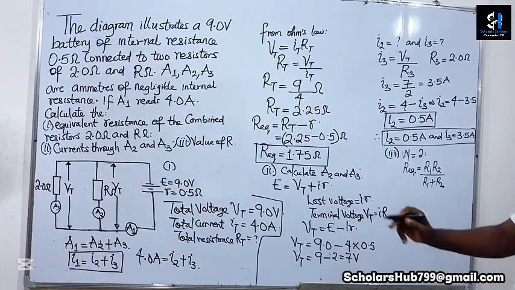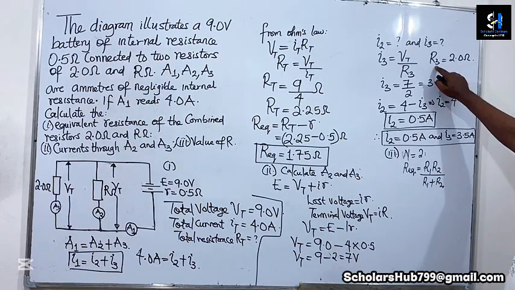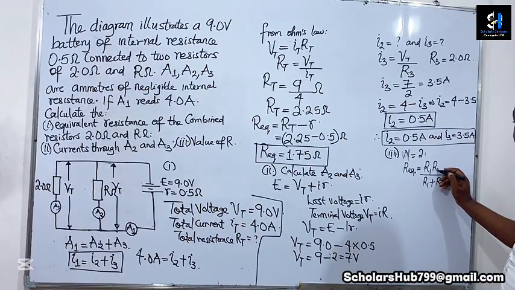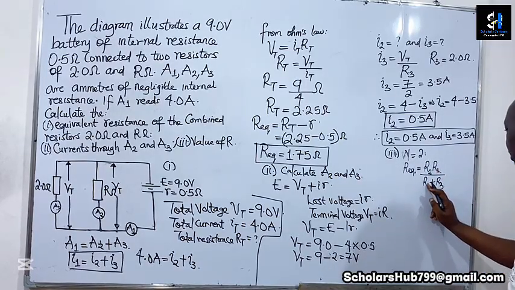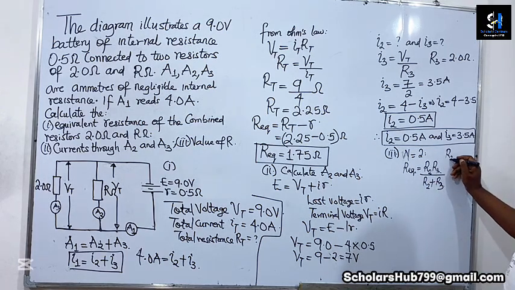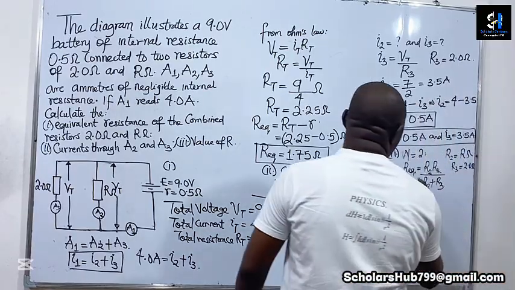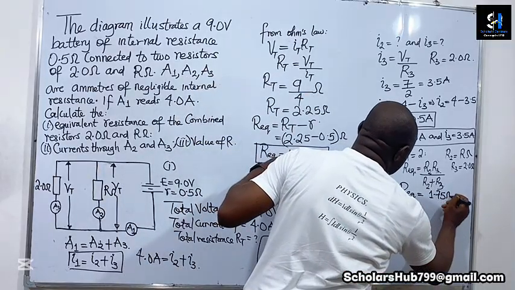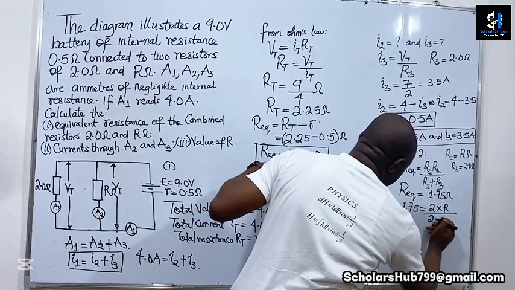So now let's take R2 to be R, then R1 to be, of course, I use R3 in this case because we are looking for I3. So I'm going to write R3, and make this R3, then R2. So we can say that R2 is R ohms, then R3 is 2.0 ohms. So now we have the equivalent resistance to be 1.75 ohms. So this is 1.75 equals 2 times R divided by 2 plus R.